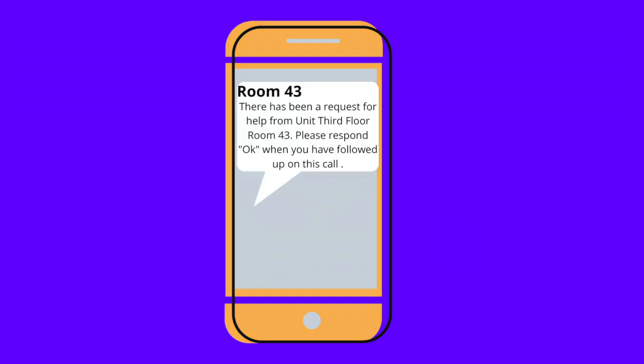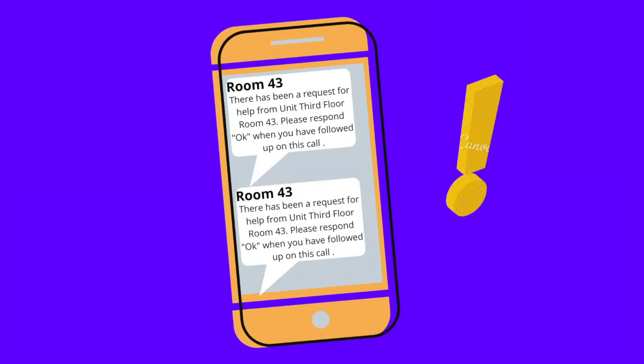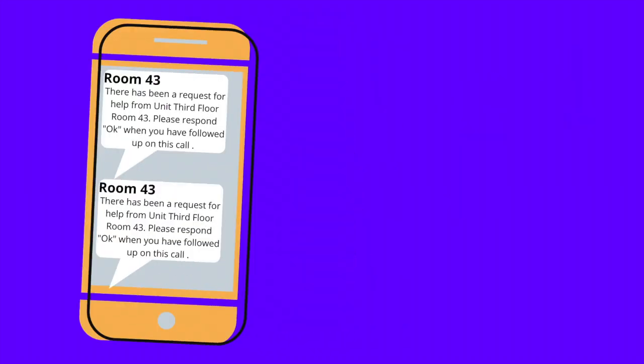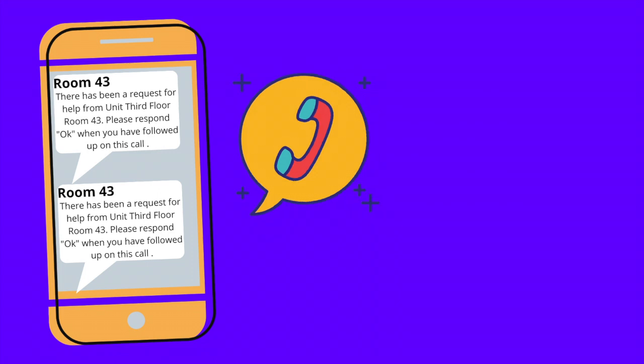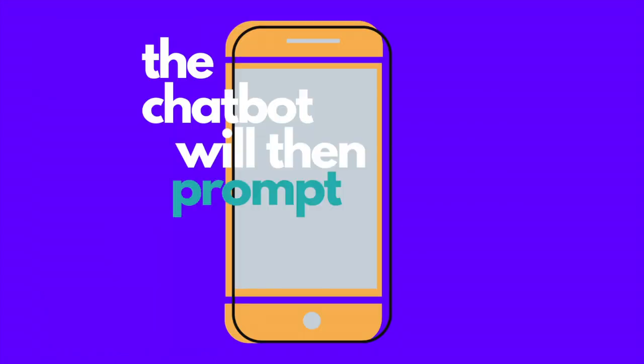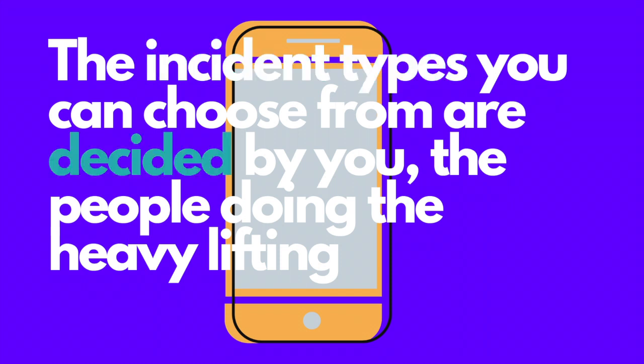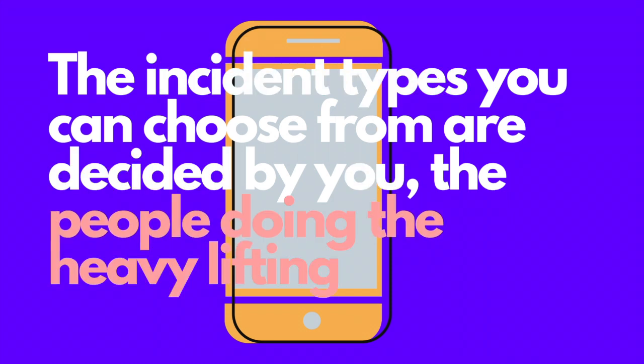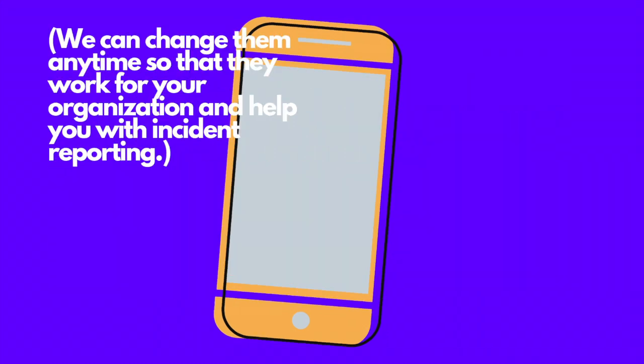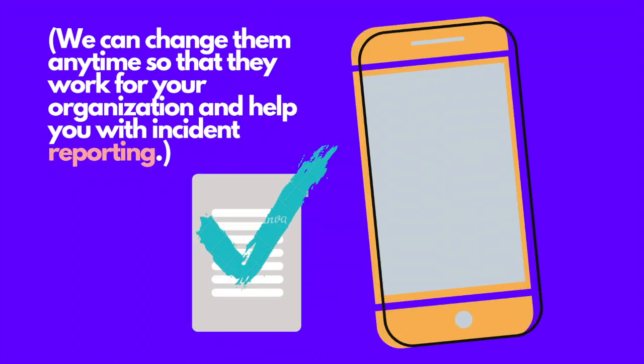Otherwise, it will continue to send messages and eventually escalate the unanswered notification by calling an emergency contact at the Buckin. The chatbot will then prompt you to select an incident type from a list of incident categories. The incident types you can choose from are decided by you, the people doing the heavy lifting. We can change the incident types available anytime to support you and your organization with your incident reporting.